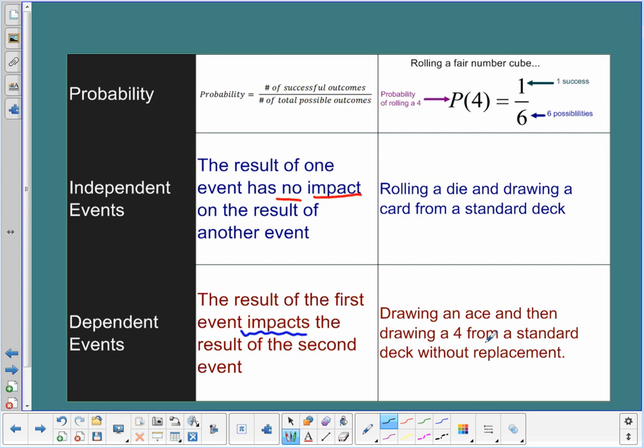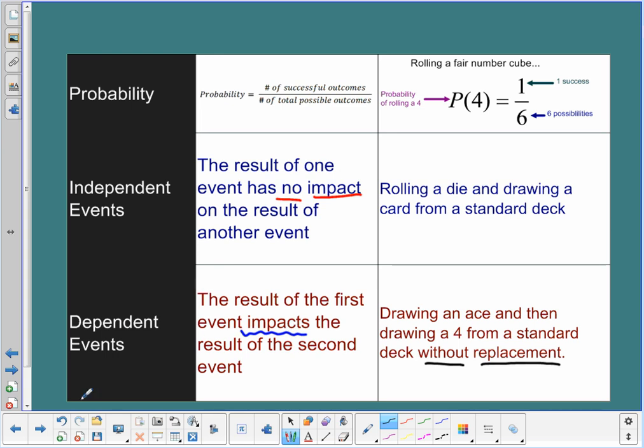But if I look at the second one, draw an ace and then a 4 from a standard deck without replacement. That's the key phrase there. Without replacement, meaning when I draw the ace, I don't put it back. And then I go back and draw a 4. Well, at first there were 52 cards to draw from. Then when I got down to the 4, now there's only 51 to draw from. So that made an impact on the second event.